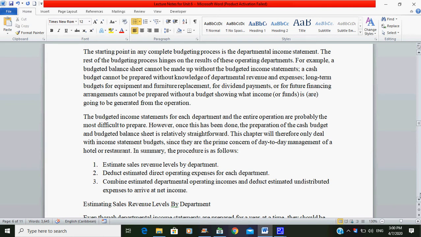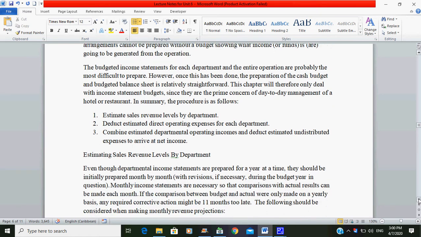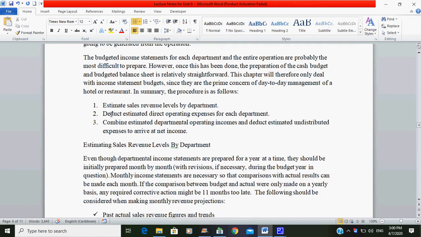Estimate sales level by what? Department. Deduct estimated direct operating expenses for each department. Then what? Combine estimated departmental operating incomes and deduct what? Estimated undistributed expenses to arrive at net income. This is the procedure for preparing a budgeted income statement. Alright.